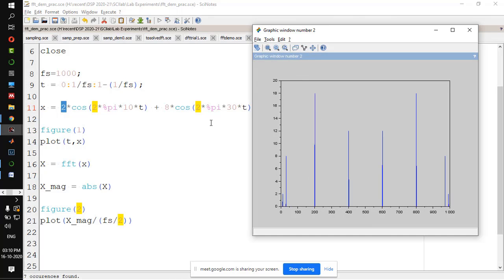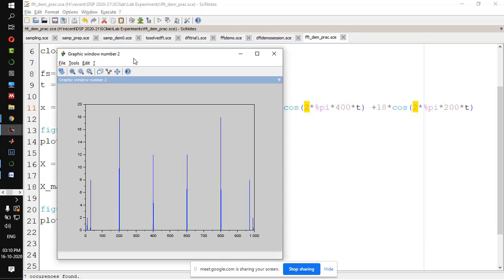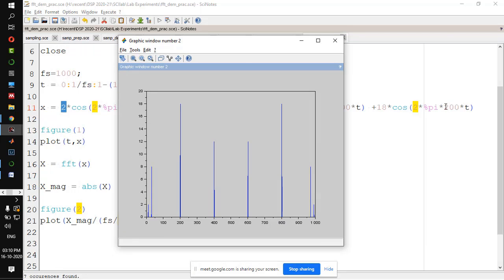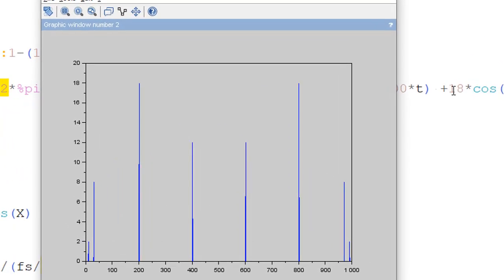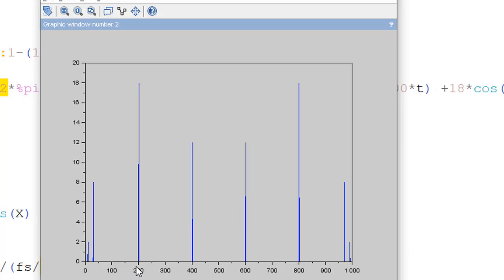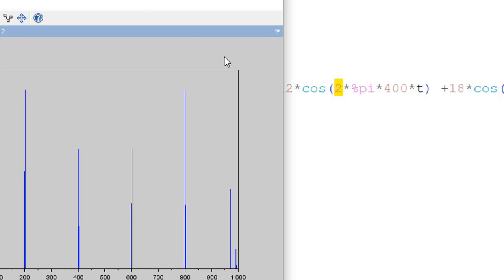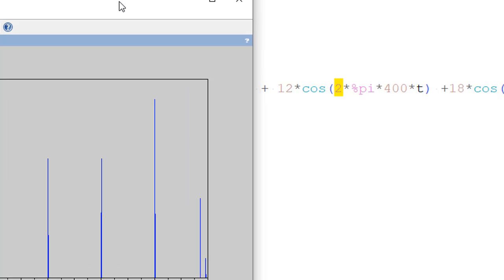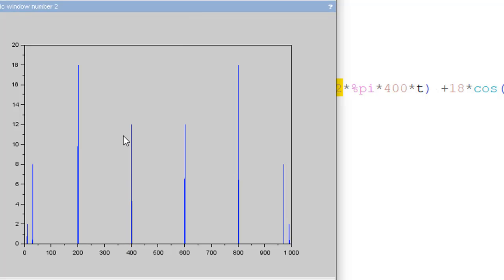Similarly, I have one more component of 200 Hertz and its amplitude is 18, right? So I have a component at 200 Hertz here and its amplitude is 18. And one more component I have is 400 Hertz. So its amplitude is 2. Is it 2? Okay, 12. So I have one more impulse at 400 Hertz and its amplitude is 12.